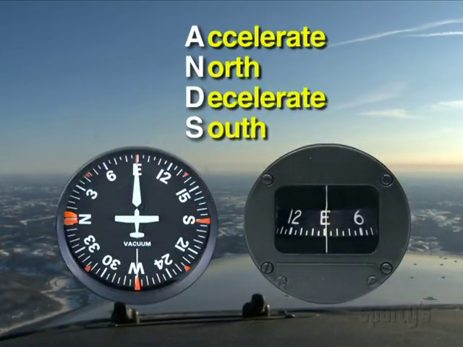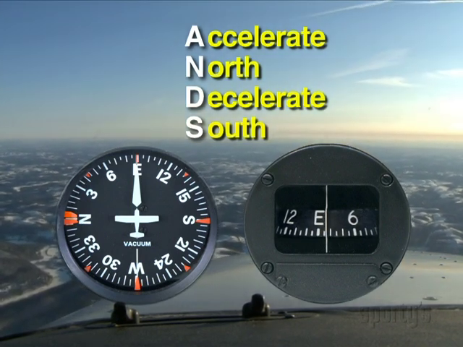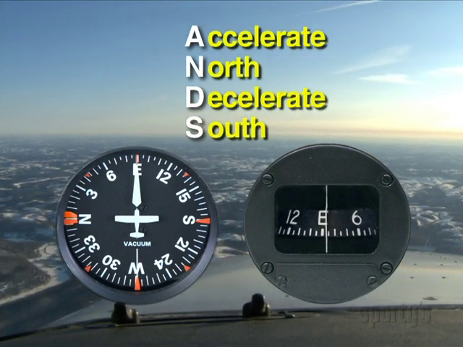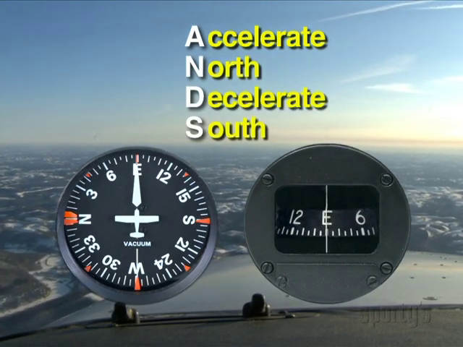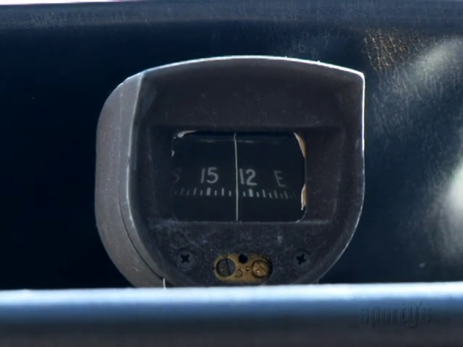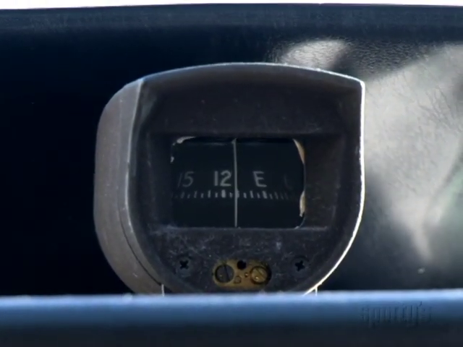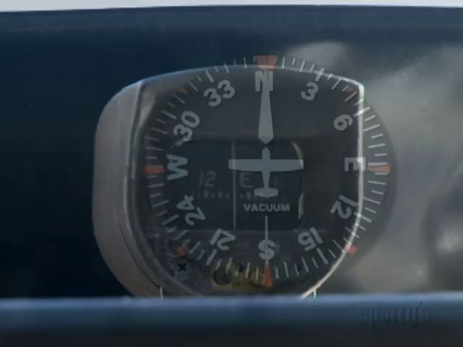On any headings other than north or south, acceleration will cause the compass to indicate north of the real heading, and during deceleration, indicate south of the real heading. Furthermore, the pedestal mounting of the compass card allows the case to tilt only 18 or so degrees before the card is locked up against the case.